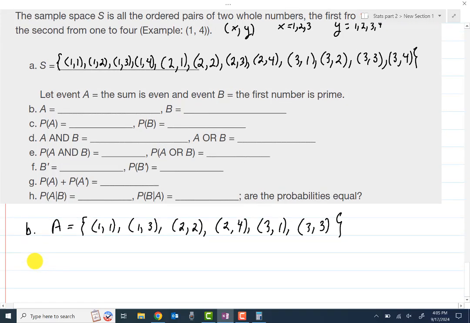So there's A. Let me put its probability while we're here. Remember, the original one has 12 items in it. So how many items does A have? We have 1, 2, 3. It looks like 6. 6 out of 12.